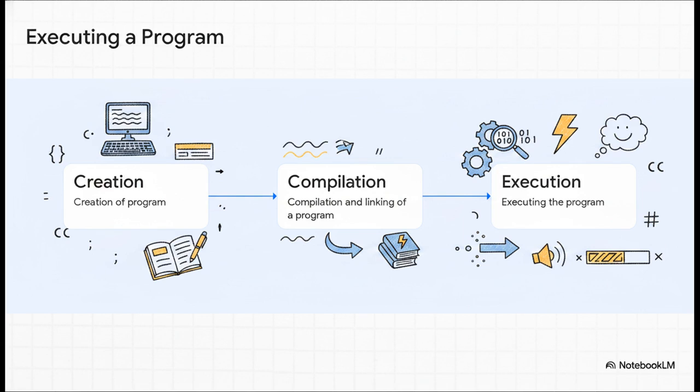First up is the creation of the program, where you, the programmer, type out the syntax and the logic. Second is compilation and linking. This is where the computer translates your high-level, human-readable instructions into the binary ones and zeros the machine hardware actually understands, while simultaneously linking in any of those header file tools you requested. And finally, execution. The computer runs those translated instructions, providing you with your useful output.